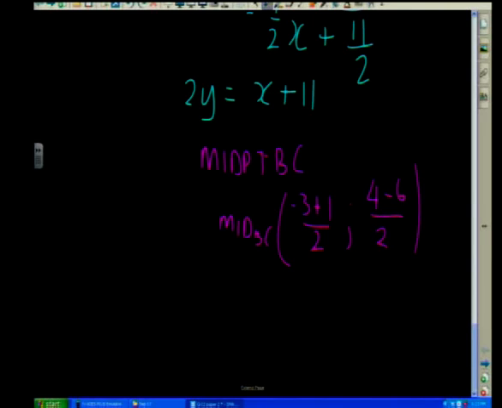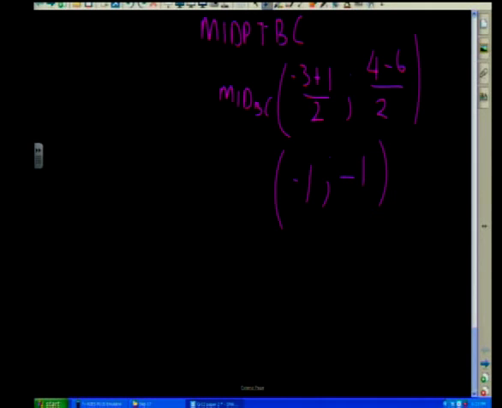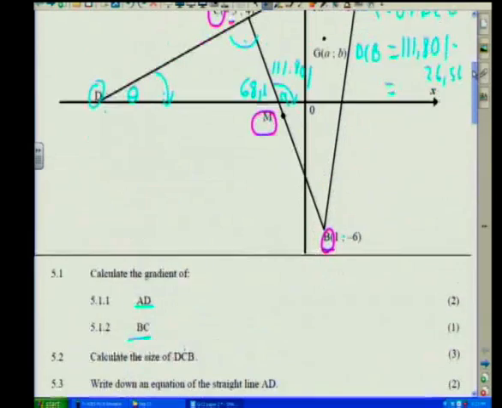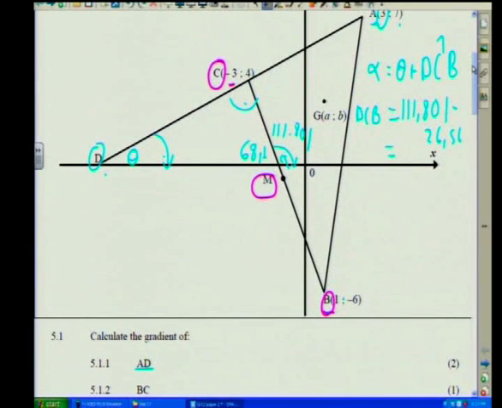All right, and that's going to give us minus 3 plus 1 is minus 2, divided by 2 is minus 1. And 4 minus 6 is minus 2, divided by 2 is also minus 1. So therefore the midpoint of BC is minus 1, minus 1. Now because they've given us a diagram, you can go up and actually see if it makes sense. And we can see that it does lie in the third quadrant. So the values x and y both have to be negative. So it sort of makes sense.